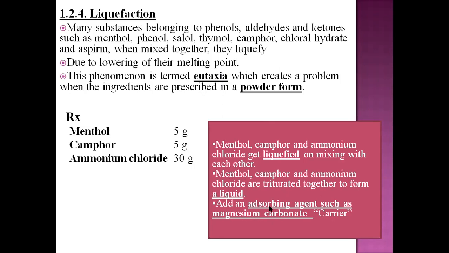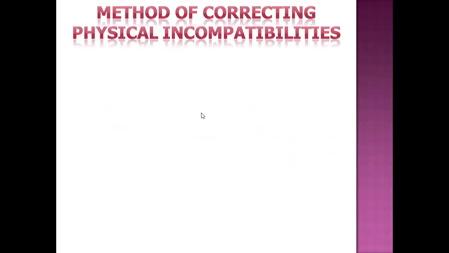What do you mean by absorbing agent? An absorbing agent is a solid that can absorb liquids, and again, you have studied absorption in physical pharmacy. They are solids that can absorb other liquids on their surface without themselves being liquefied. For example, magnesium carbonate, which is also known as a carrier, can carry this liquid and still remain solid. So the final product will be in powder form, okay? This is the fourth type.